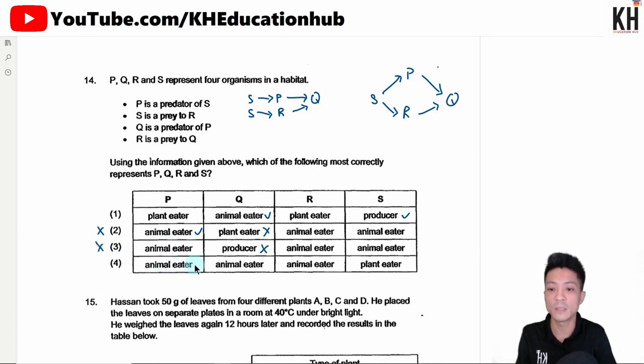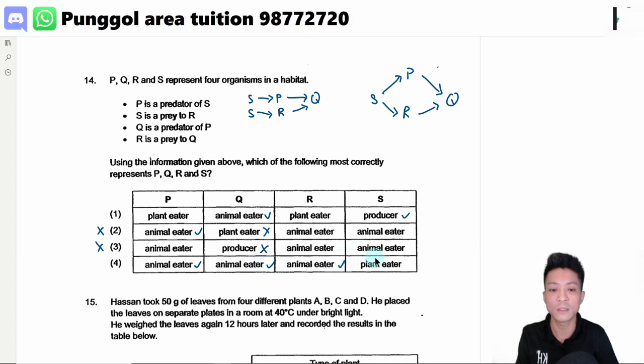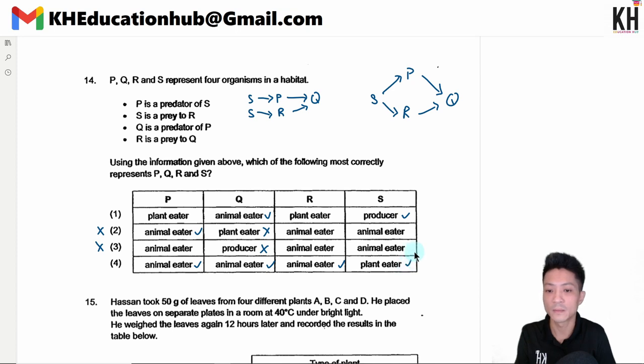Okay, P is an animal eater. Okay, Q is an animal eater. R is an animal eater. And S is a plant eater. Maybe. Okay. Let me check back at the sentences given.